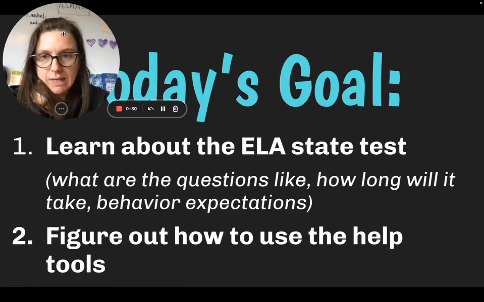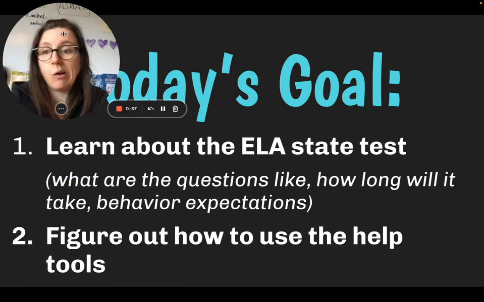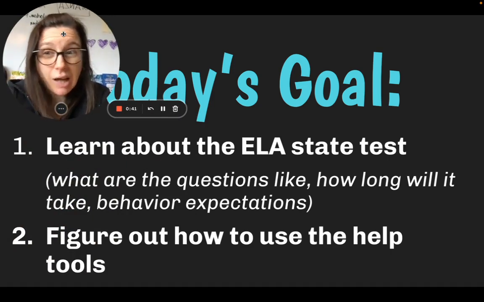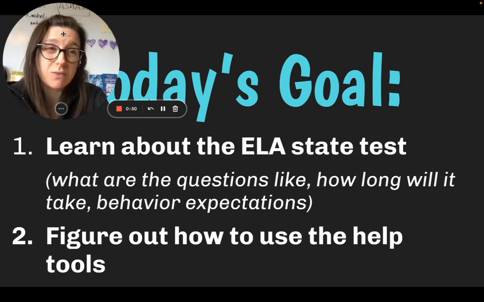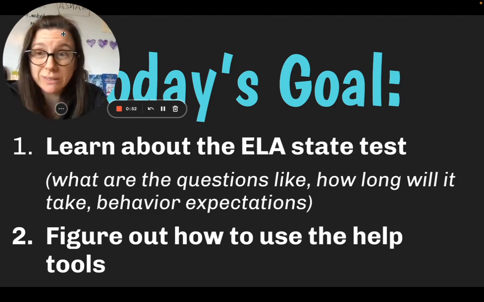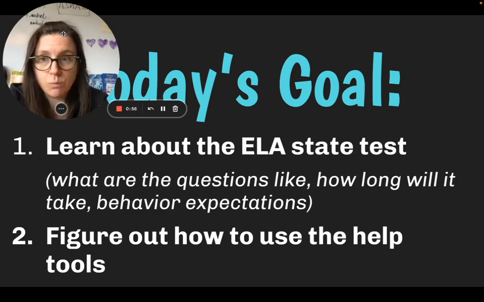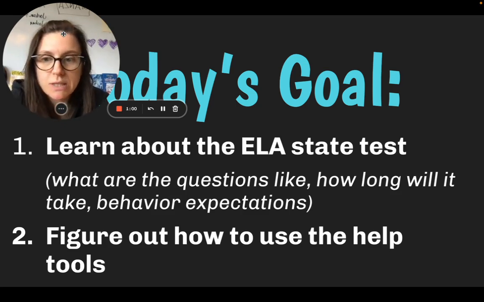Today's goal is that we're going to talk about the test. We're going to go over examples of what the questions might be like. We're going to talk about how long it might take. And we're going to talk about behavior expectations, which a lot of us aren't going to like, but we don't have a choice whether to follow because these aren't Ms. Vernon's rules and they're not Mr. Newman's rules. They're the state of Oregon's rules. And so we have to follow the state of Oregon's rules or else we all get in trouble. We're going to figure out how to use the help tools too, because there are some ways that you can take the test in a smarter way by using some tools that are available.